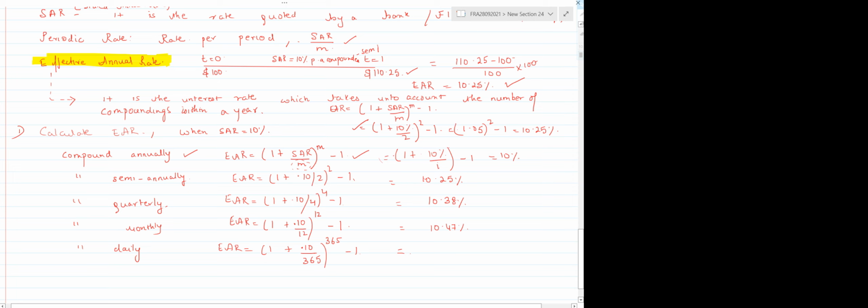Just a quick question. Doing this on the financial calculator, it's going to be the same as how we do it on a normal calculator, right? Nothing different. Nothing different here, Tejas.